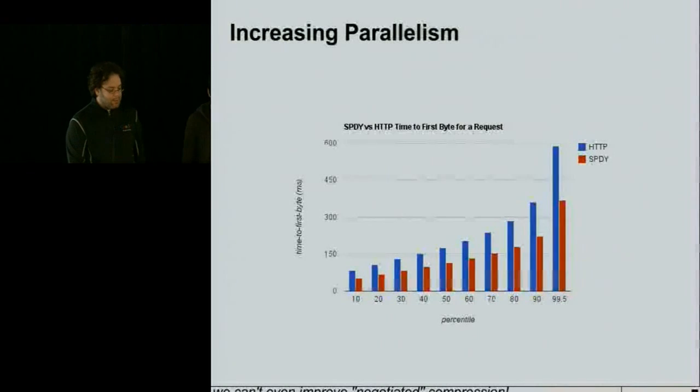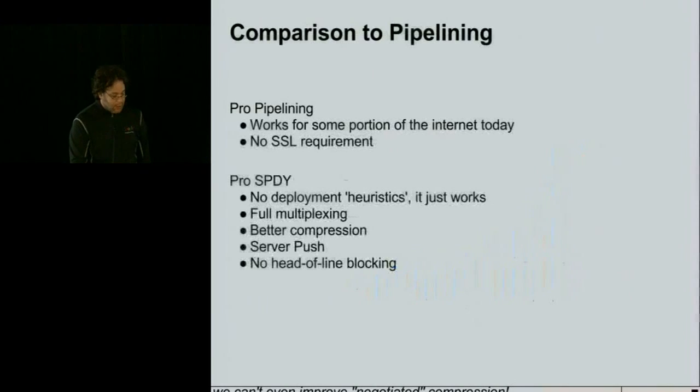Increasing parallelism, hopefully this will be obvious given the fact that SPDY does multiplexing and it doesn't have to have a new connection for each thing. So you can look at the slides if you want to examine this in more detail in the future.